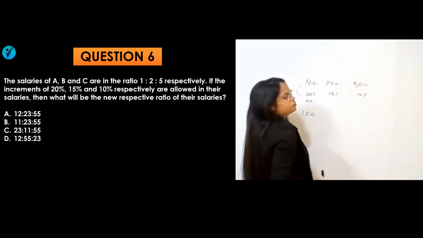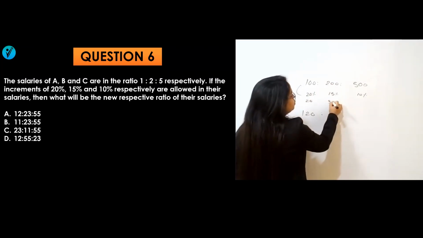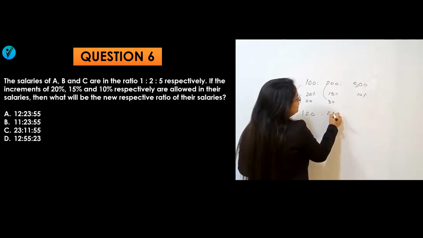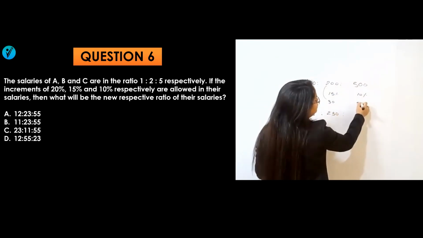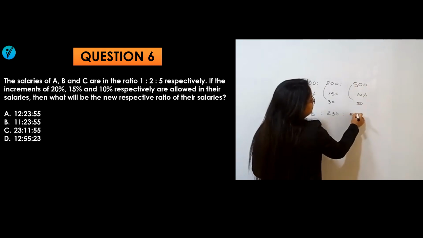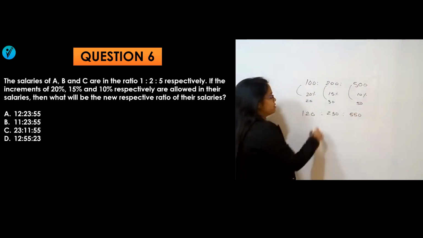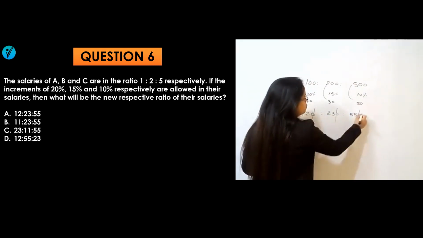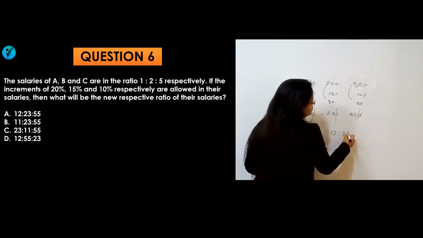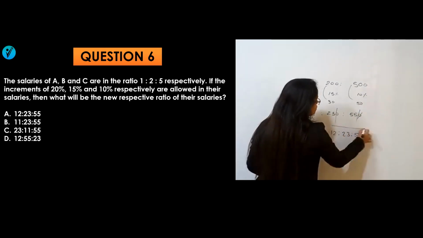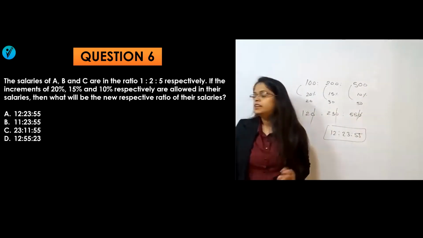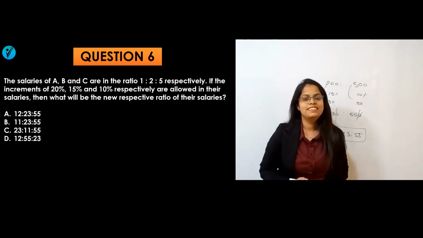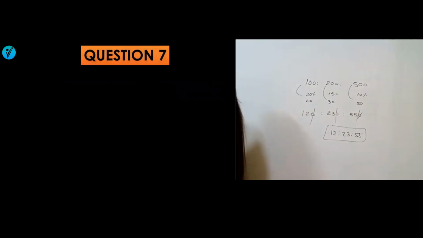Similarly, 15% of 200 will be 30 rupees. 200 plus 30 will be 230. And 10% of 500 is 50 rupees. 500 plus 50 is 550. So what is the new ratio? 120 is to 230 is to 550, that is 12:23:55. So your answer will be 12, 23, 55. Option number A will be your answer. Easier. Now let's go for the next question.